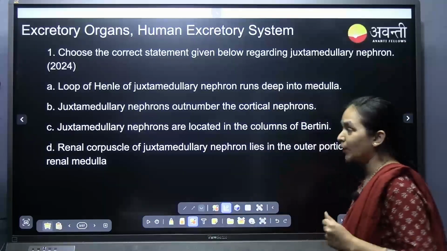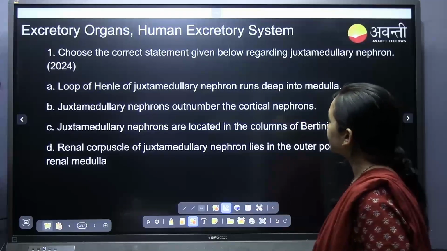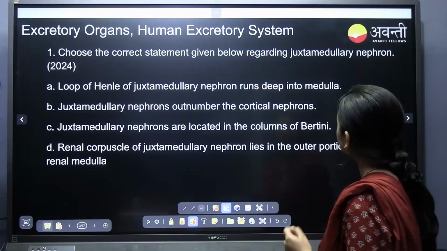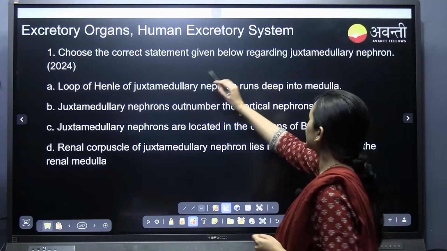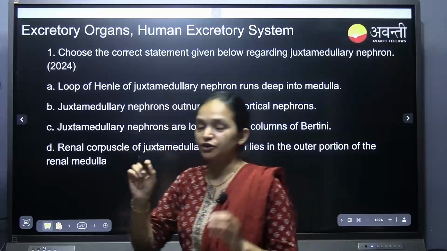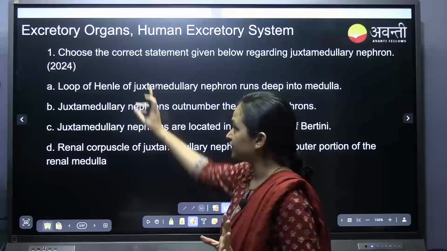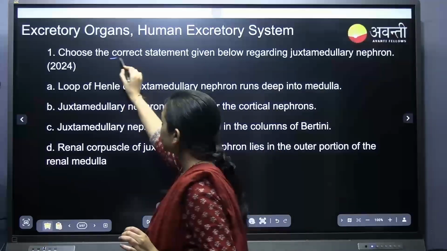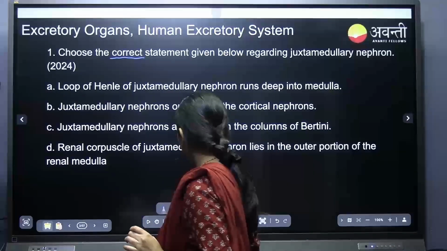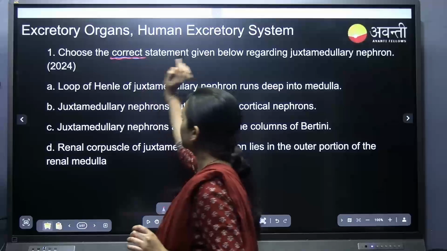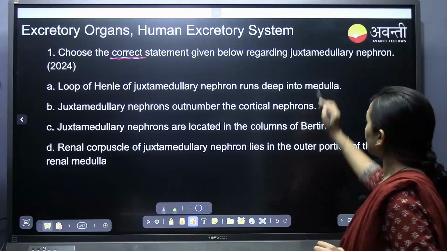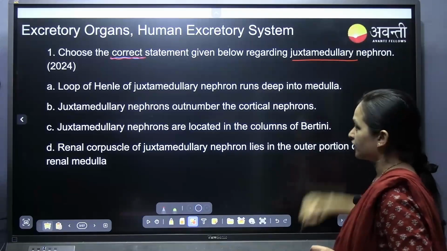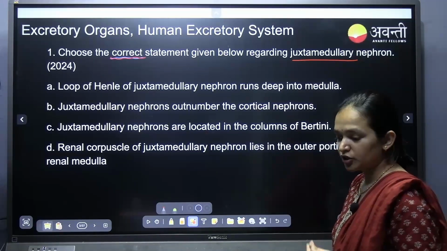The first question of today is, choose the correct statement given below regarding the juxtamedullary nephron. So, we need to find a correct statement. Whenever you get the correct or incorrect thing in the question, always underline it, so that we know whether we should be finding the correct answer or the incorrect one. About the juxtamedullary nephron, what is juxtamedullary nephron?